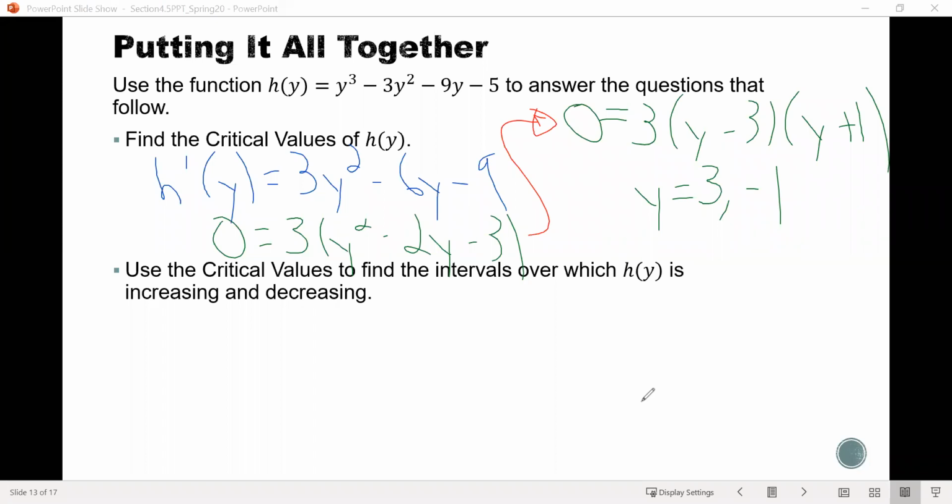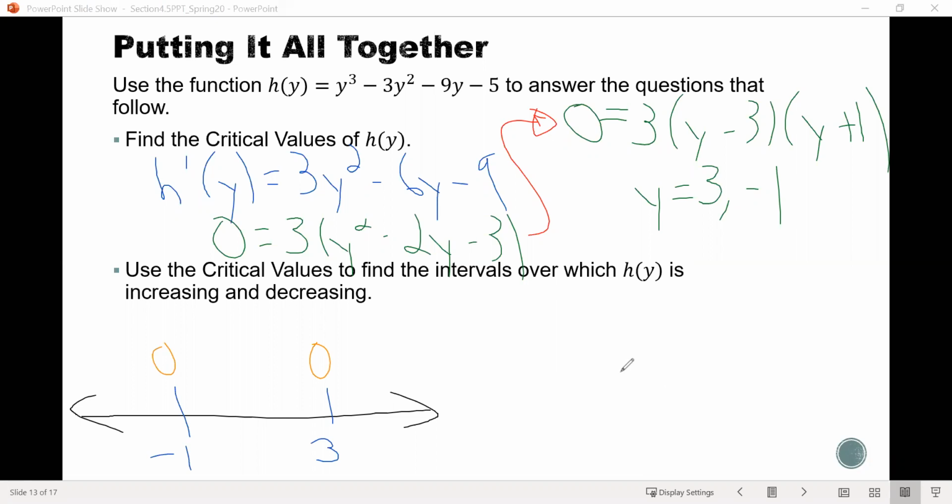And now the second part of this asks us to use those values to find the intervals over which h of y is increasing and over which it's decreasing. Now recall that the first derivative can be a useful tool for this, because we know when the value of the first derivative is positive, that means the function's increasing, and when it's negative, we know it's decreasing, right? So what I'm going to do is use the sign chart here. So I'll draw out my number line, mark these two values, negative 1 and 3. And I know at both of those, the value of the first derivative is 0.